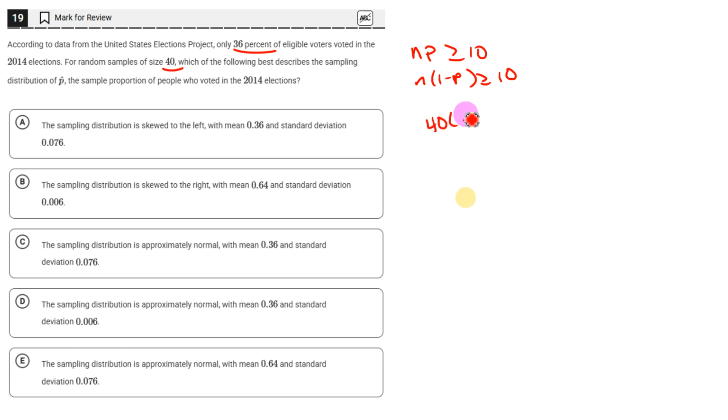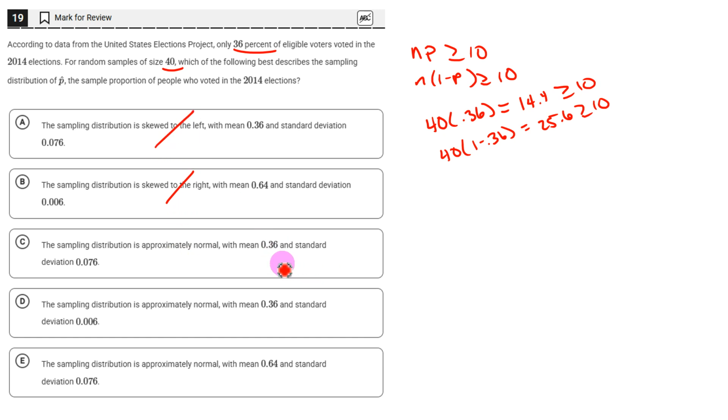So we need 40 times 0.36, that's 14.4, which is greater than or equal to 10, of course. And 40 times 1 minus 0.36 is obviously going to be greater than or equal to 10 because it's a larger number. 40 times 0.64, is that right? 25.6 is greater than or equal to 10. So we are normal. So we get rid of our skews.